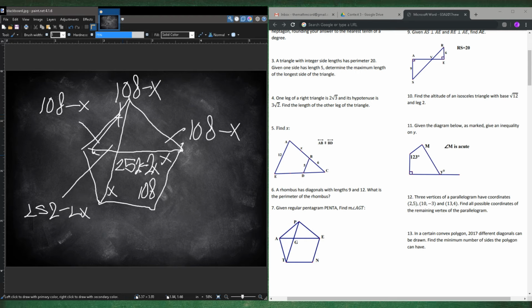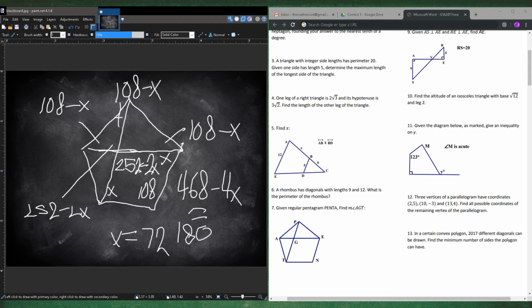Since this is also a triangle, it's going to add up to 180. So we have these angles which you add up: 108 plus 108 plus 252 equals 468. And negative x, and negative 2x, next negative 4x. And all this has to add up to 180. So 468 minus 180 divided by 4 is 72. So x is equal to 72.